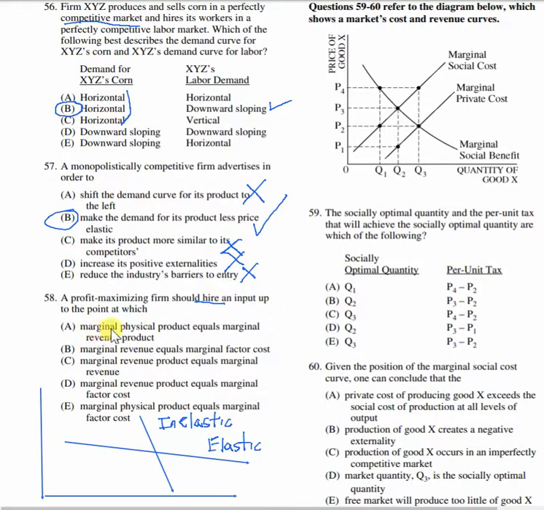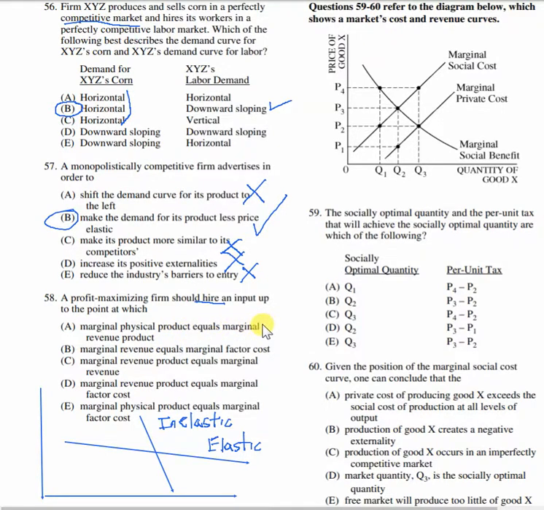Marginal physical product equals marginal revenue product. So the marginal physical product is the extra amount of product you get from hiring an additional labor, and the marginal revenue product is the amount of income you get for that extra product being produced. And that doesn't take into consideration cost at all, so that certainly can't be the correct answer.